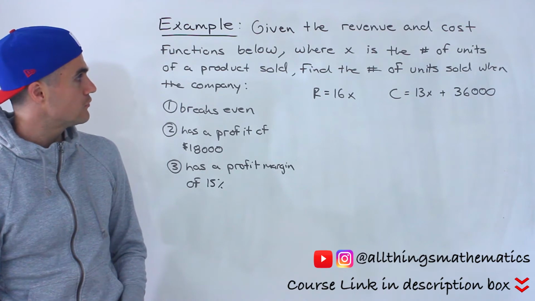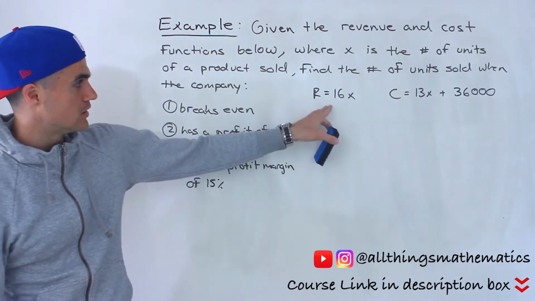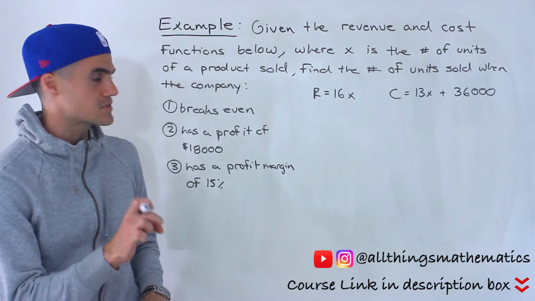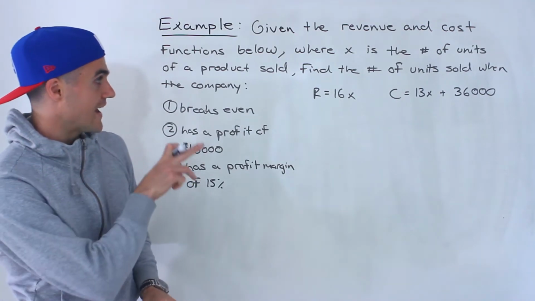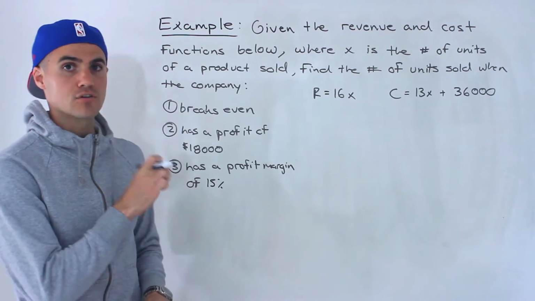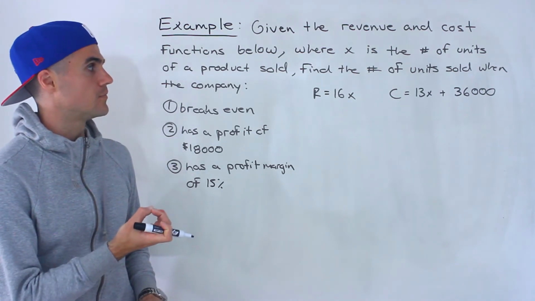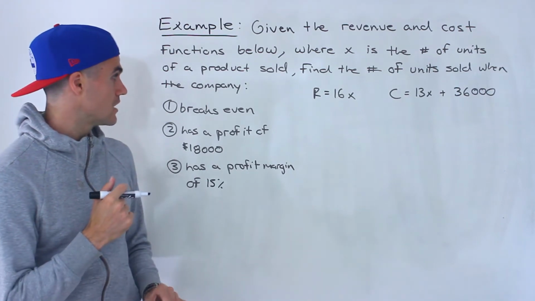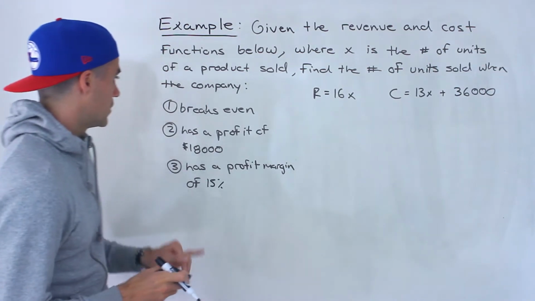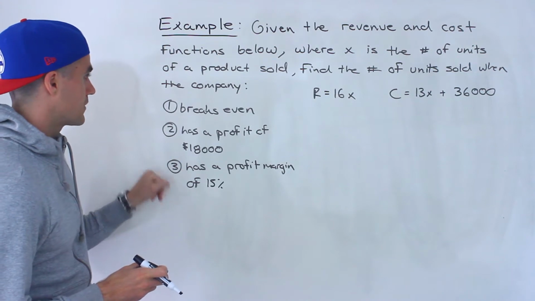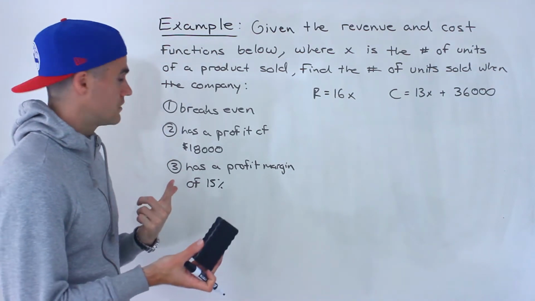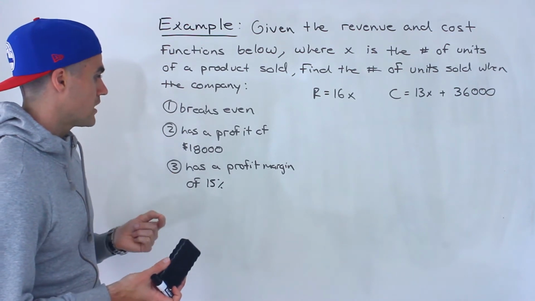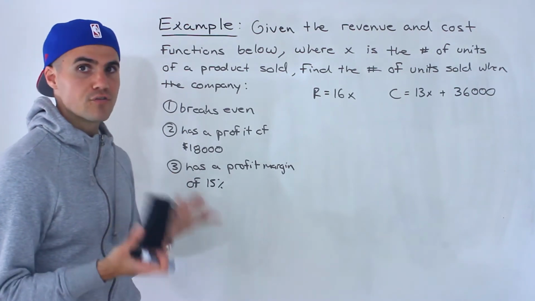So we're given the revenue and cost functions below. Notice revenue is 16x and the cost is equal to 13x plus 36,000, and x is the number of units of a certain product that's sold. We have to find the number of units sold, or solve for x, when the company goes through these three different scenarios. Number one, if it breaks even. Number two, if it has a profit of 18,000. And number three, if it has a profit margin of 15%.